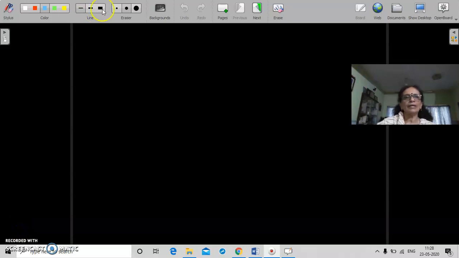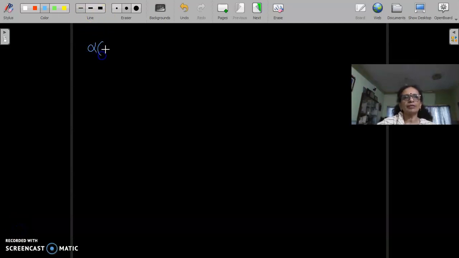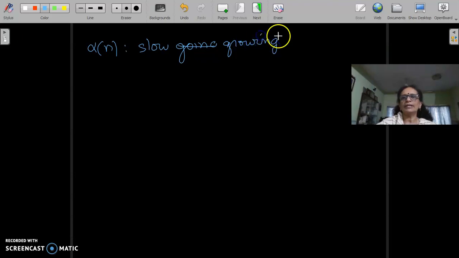So let's have a look at our slow growing function that we have been talking about. Our aim is to get a slow growing function alpha n. And we had said that we would be doing this by taking the inverse of a very fast growing function, isn't it?